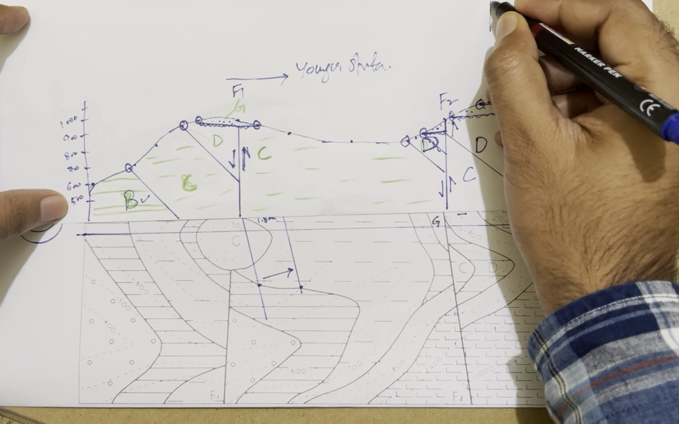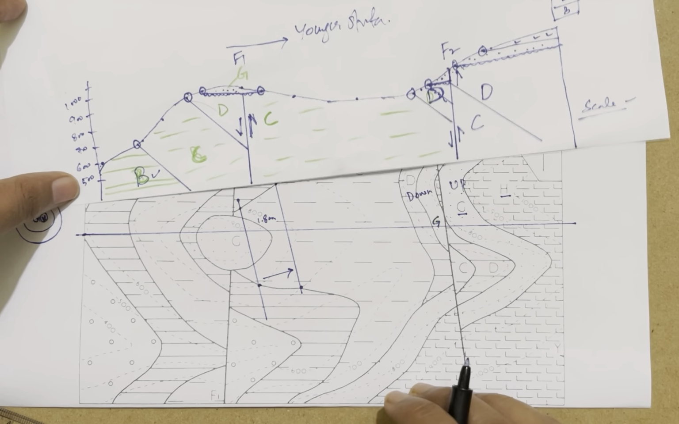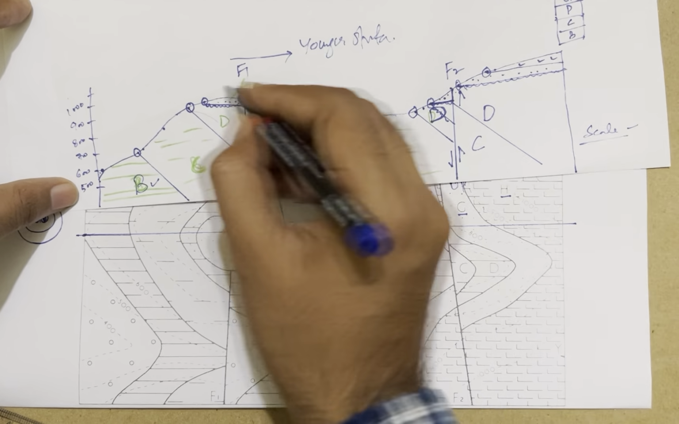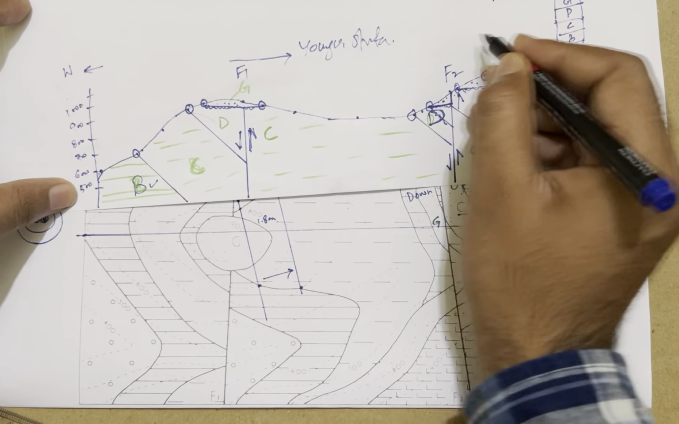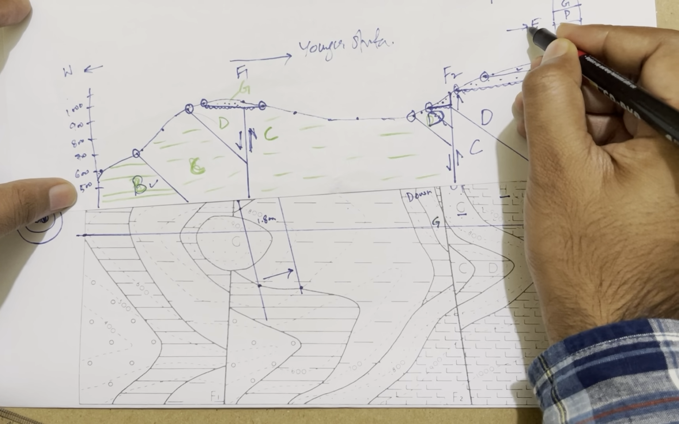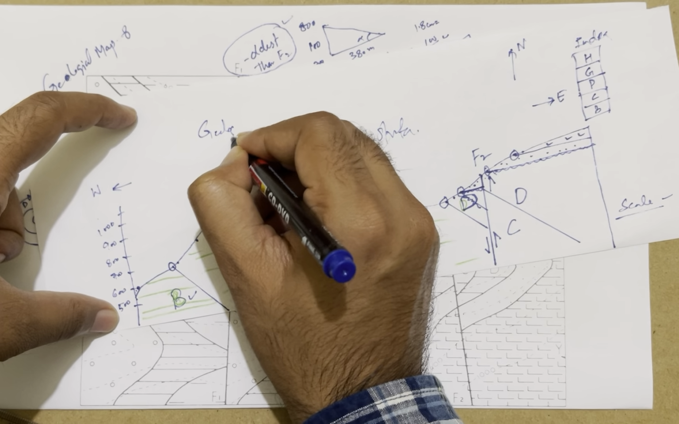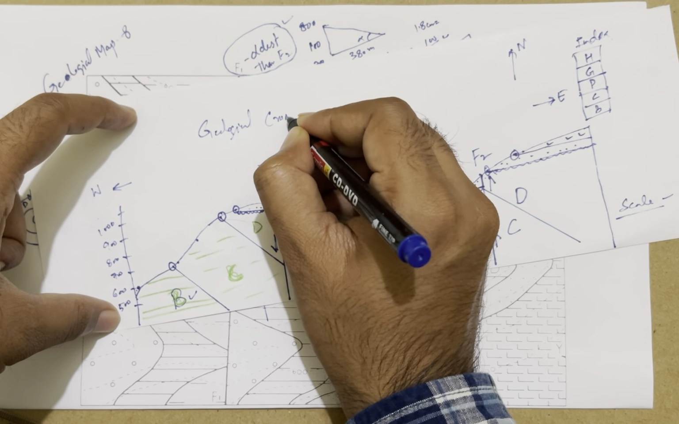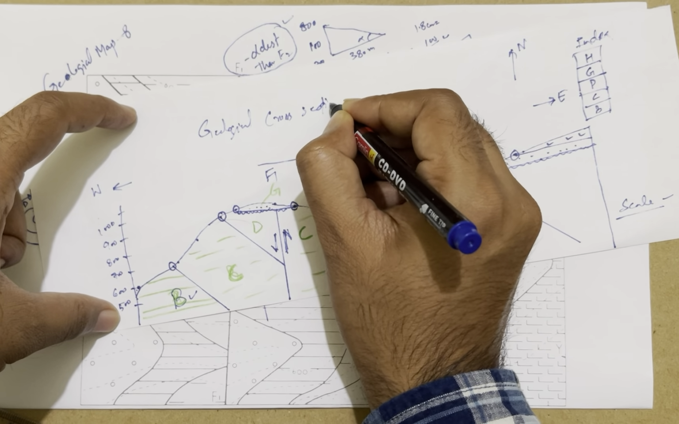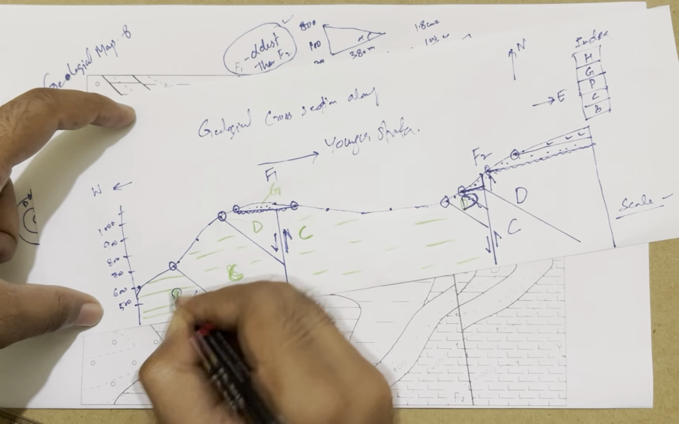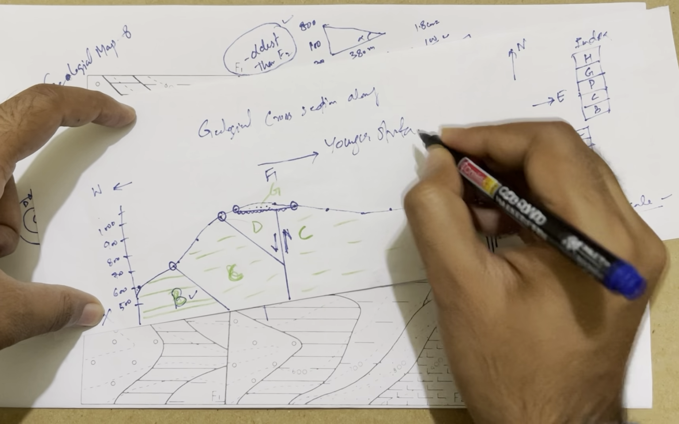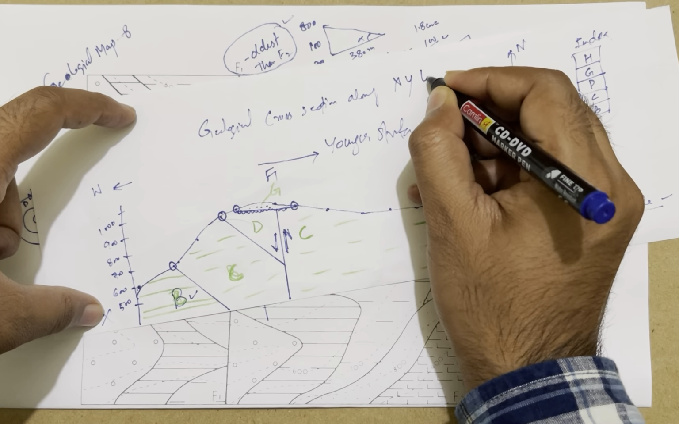And we have to mention the scale also if we are plotting. This side is our north and this side is our east. Geological cross section along, give some name, XY line.